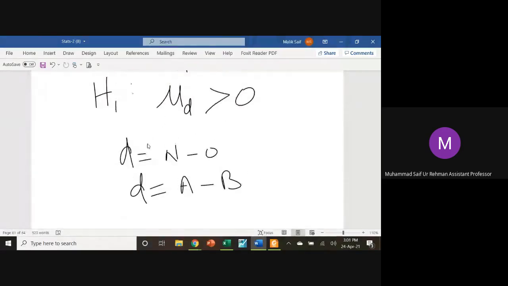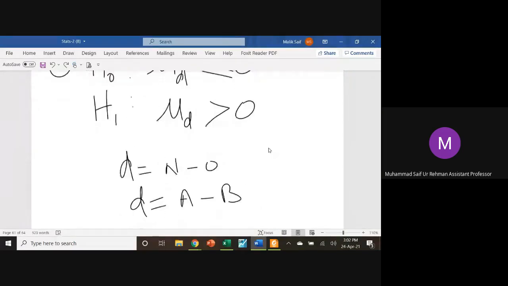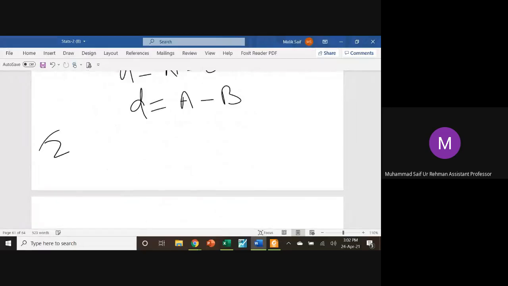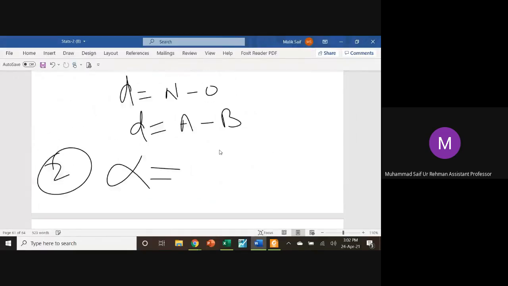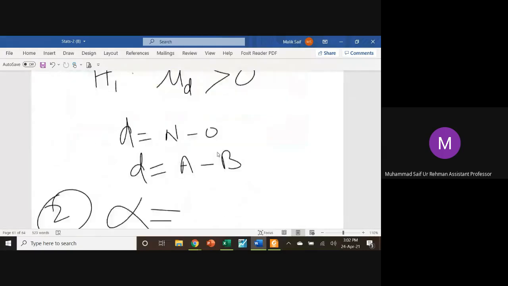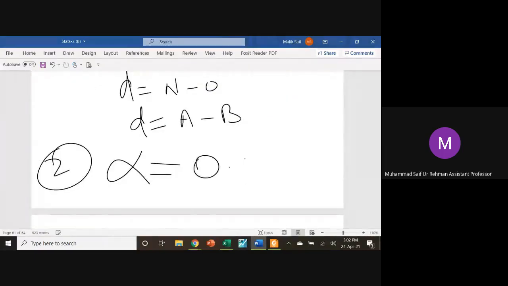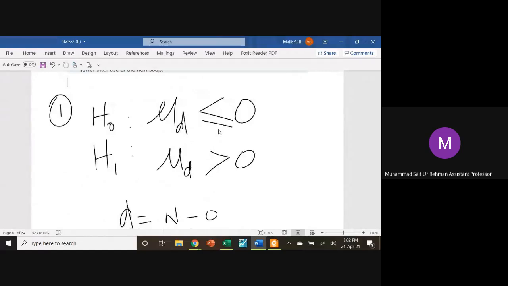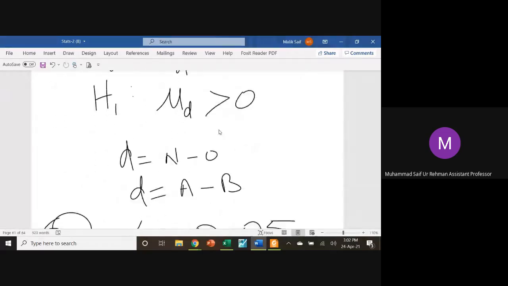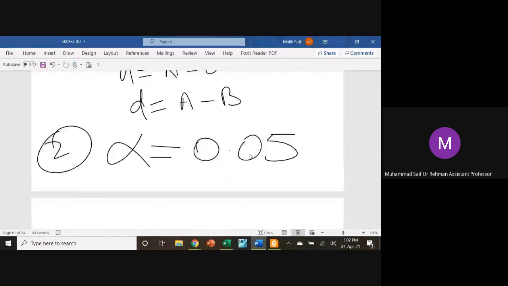So now there is no need of writing these two, but this is only for your understanding. Then comes the next step, and that is alpha. What is alpha? Alpha in this case is 0.05. And similarly, if it was an equal sign over here, then it would be a two-tailed test. But in this particular case, it is single-tailed.